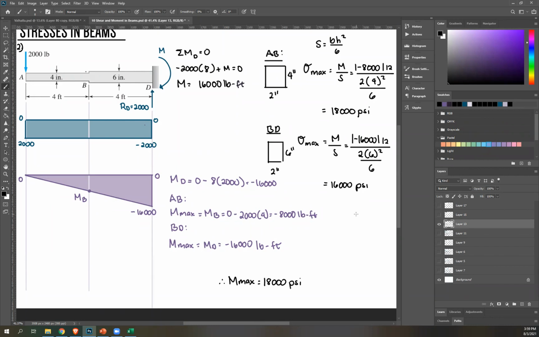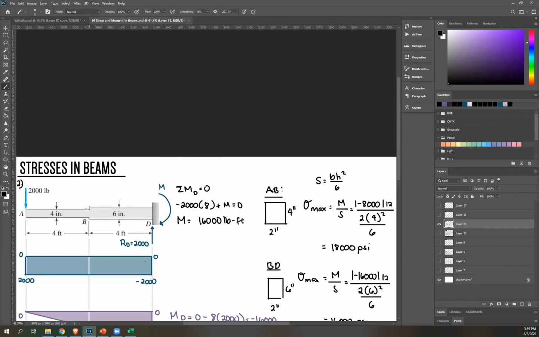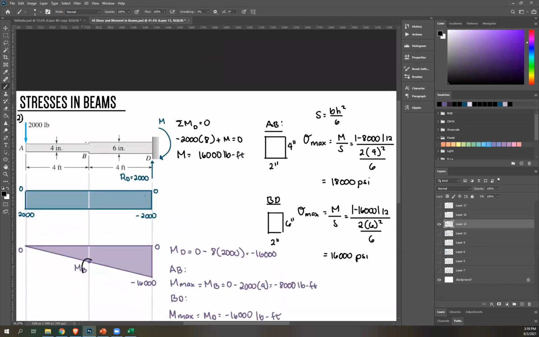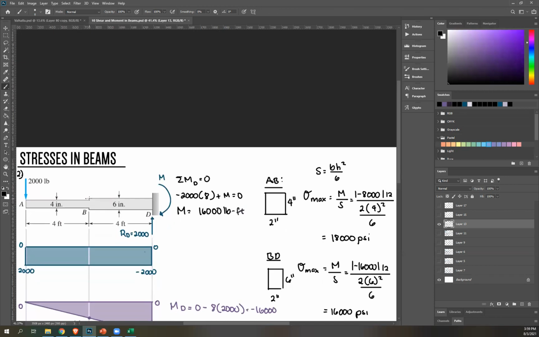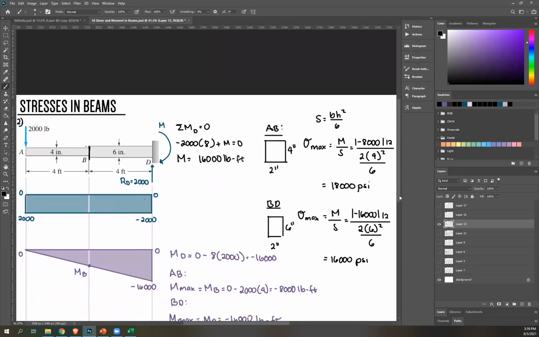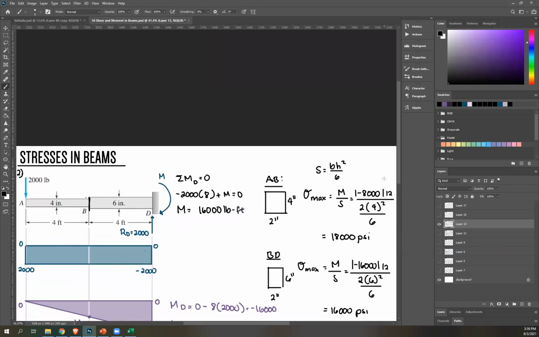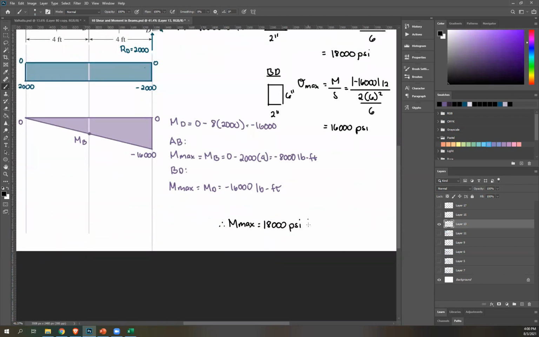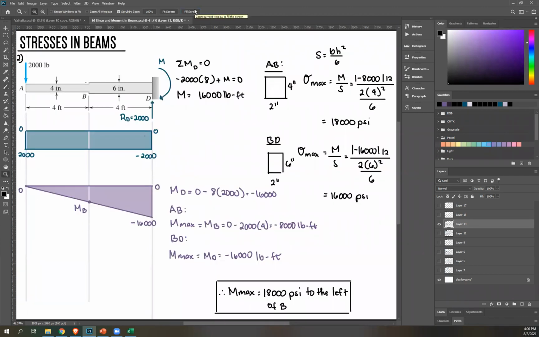To be more specific, this is where 18 is, because this is where our maximum moment for AB is. Now to the right of B, the stress will become different, because it would now be for section BD. The stress that we computed was for section AB. So to be more specific, it's just to the left of B. And that is number 2.